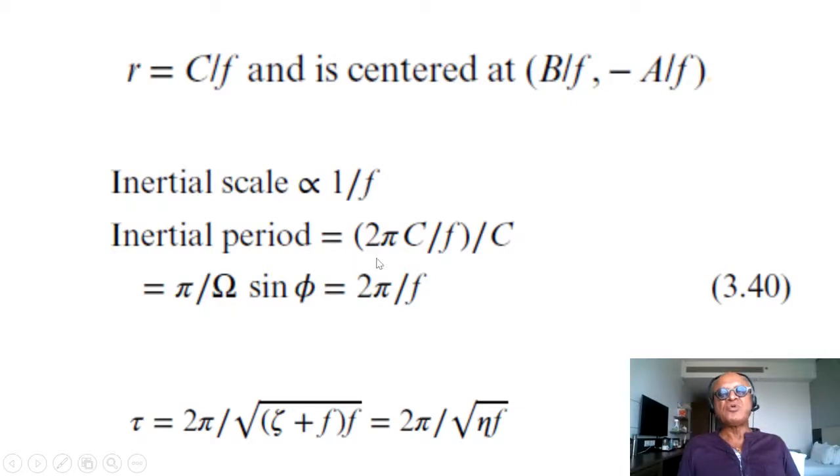Inertial period can be computed as 2 pi c over f divided by c, and that can be written as pi over omega sine phi, which is our local vertical component, so that's 2 pi over f. I'm just running through them because this is fairly straightforward manipulation of the equations. So the time scale that emerges, a period, is 2 pi over square root of (zeta plus f) times f, where now we are back to the total vorticity of the fluid parcel itself. So that will be 2 pi over square root eta f.